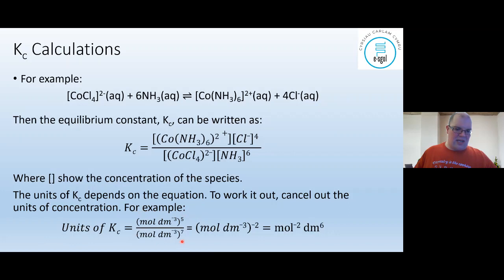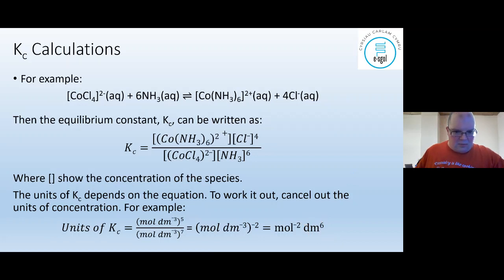Once you've done that, you'll see that there's 7 on the bottom, 5 on the top, 5 are cancelled out, and there's only 2 left on the bottom. So that gives us moles per dm cubed to the power of -2, which you can then simplify to moles to the -2 dm to the 6.